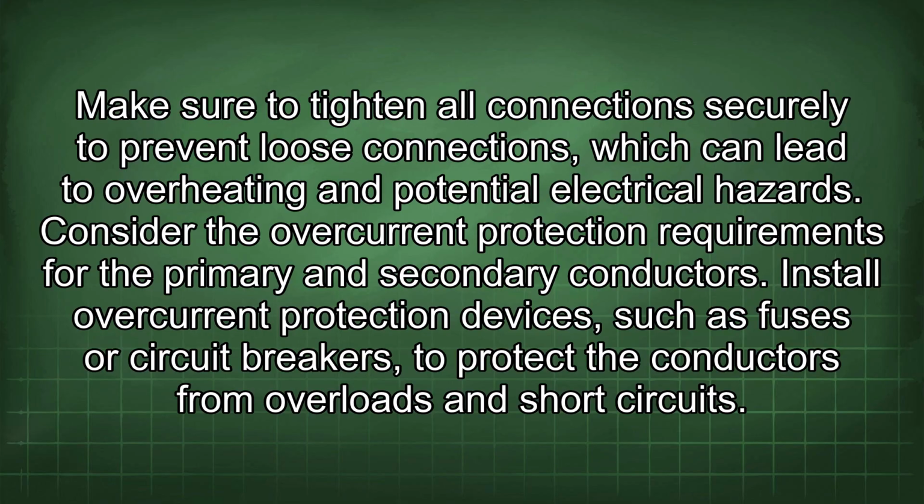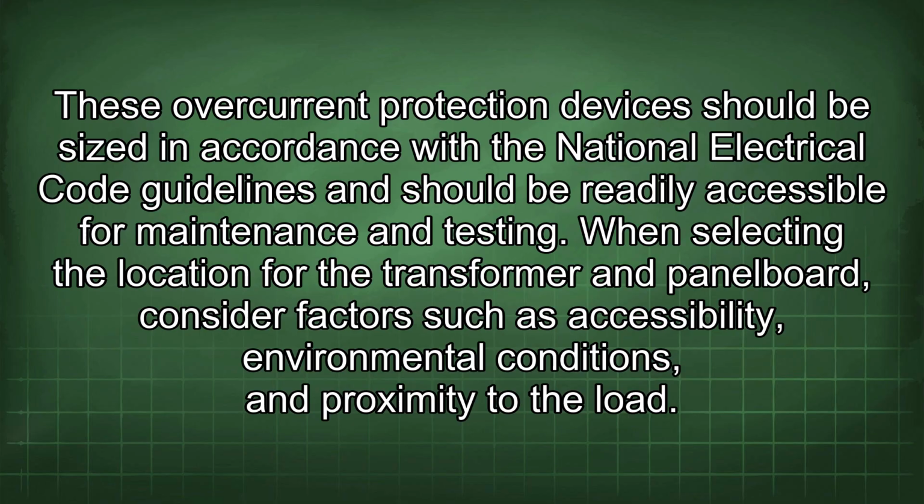Consider the overcurrent protection requirements for the primary and secondary conductors. Install overcurrent protection devices, such as fuses or circuit breakers, to protect the conductors from overloads and short circuits. These overcurrent protection devices should be sized in accordance with the National Electrical Code guidelines and should be readily accessible for maintenance and testing.